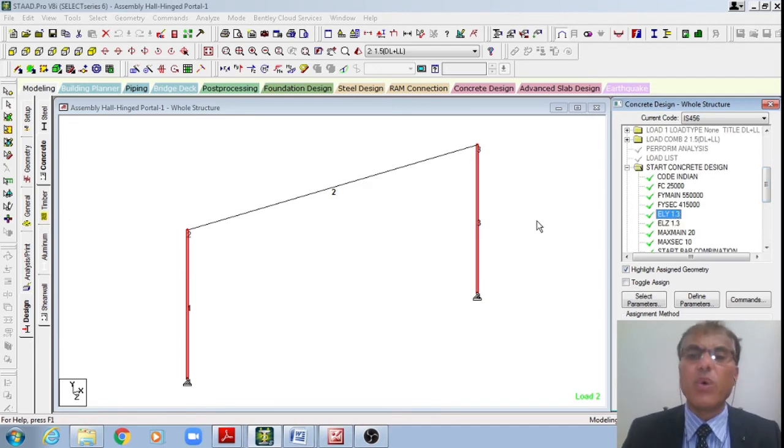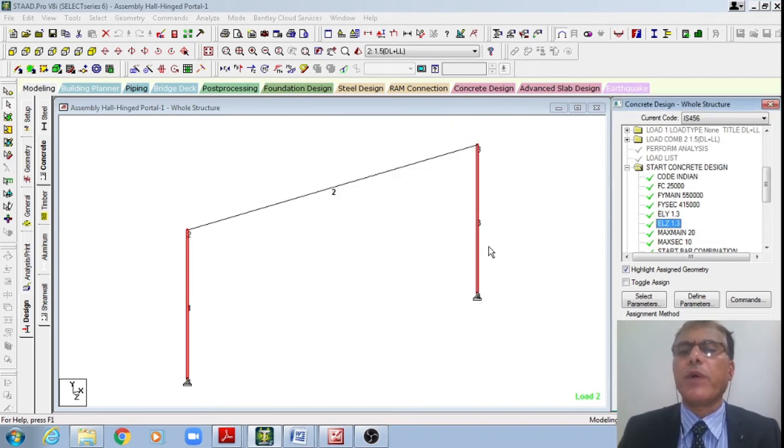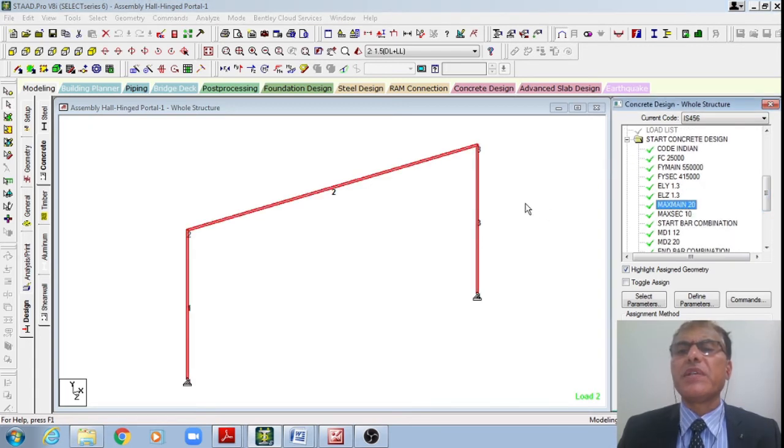Now I hope you understood how I'm giving ELY and ELZ. What is ELY? The member length factor about the major direction, Y direction, is 1.3. Similarly, about the minor direction, it is 1.3, as per the IS 456 effective length factors page. Therefore, I have defined that. The rest of these you already know.